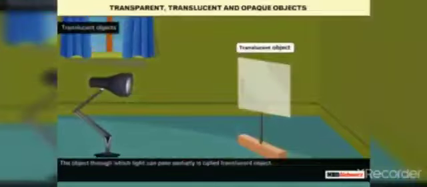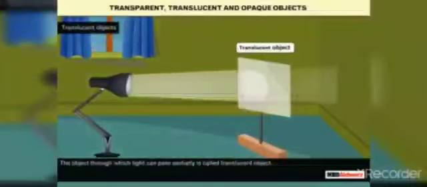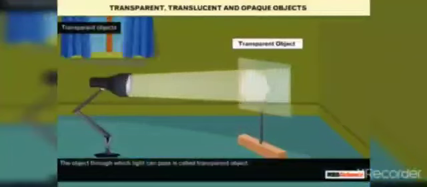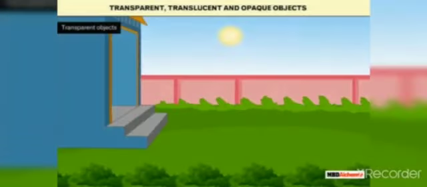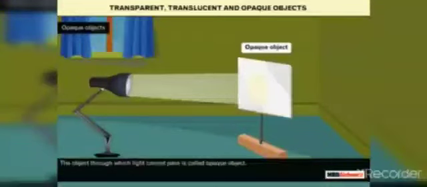But the objects are seen when light falls on them. The object through which light can pass partially is called translucent objects. For example, butter paper and frost glass. The object through which light can pass is called transparent object. It can be seen clearly through a transparent object. Air and different gases are transparent as light passes through them. The object through which light cannot pass is called opaque object. It cannot be seen through an opaque object.